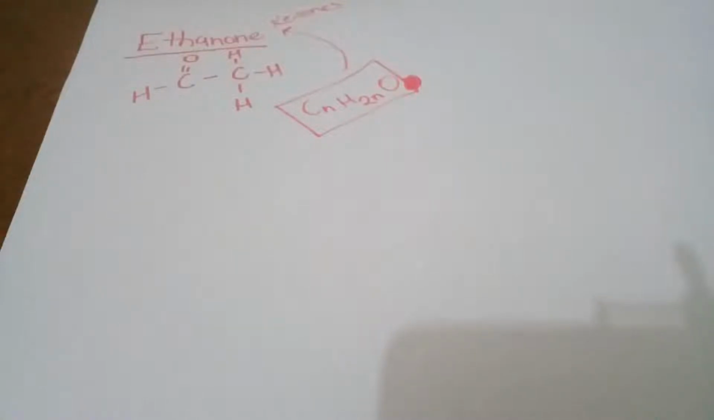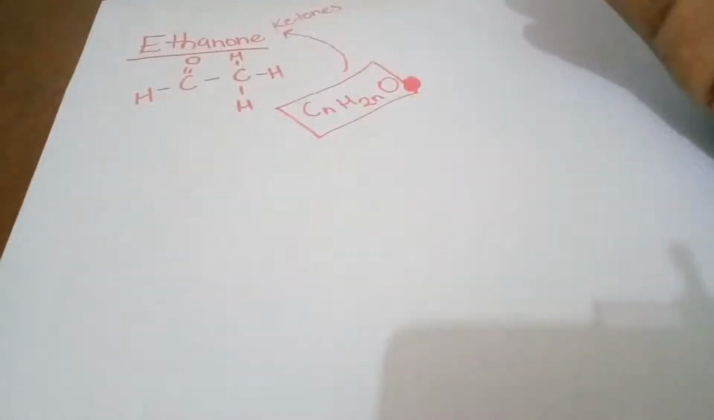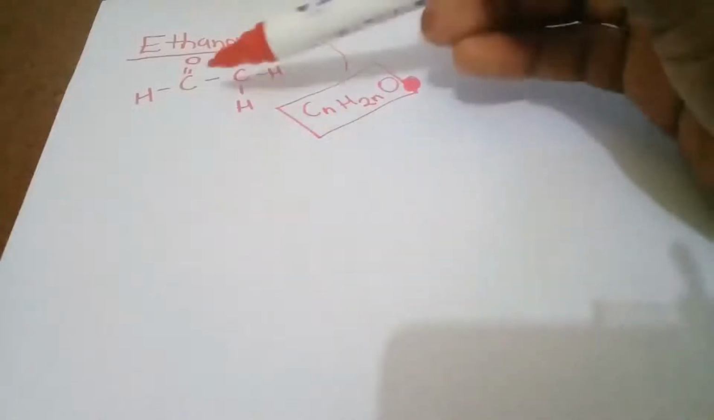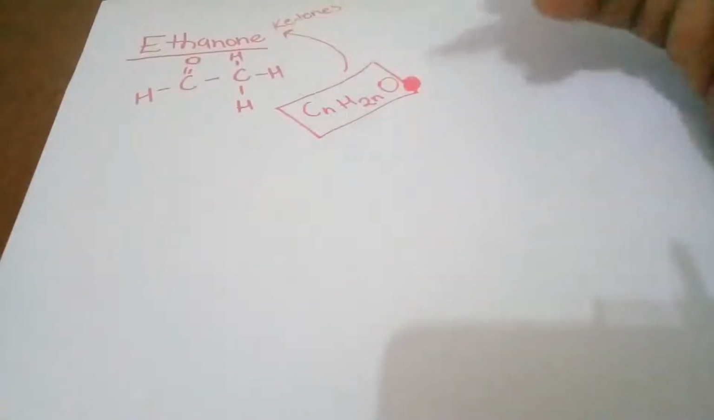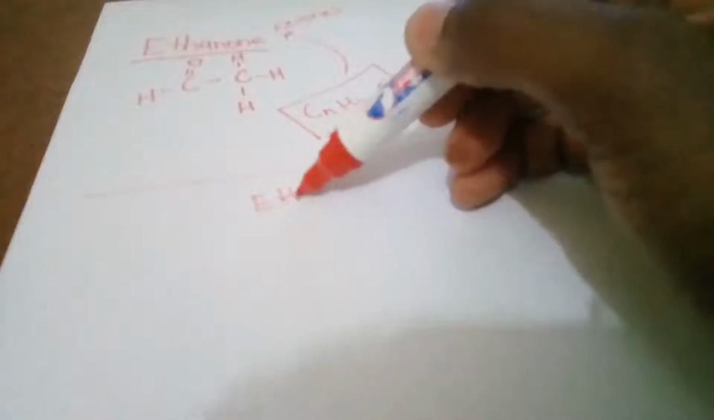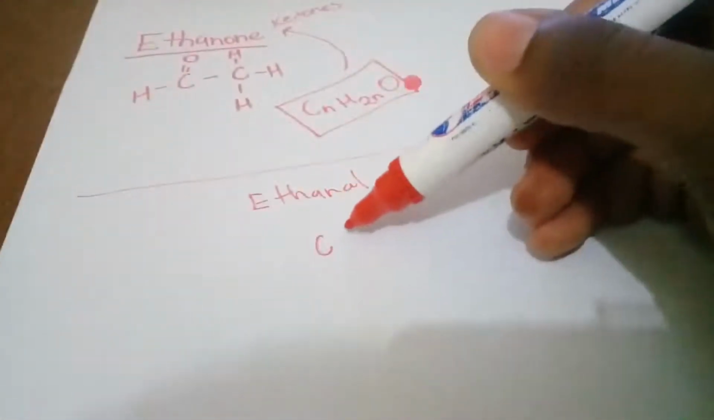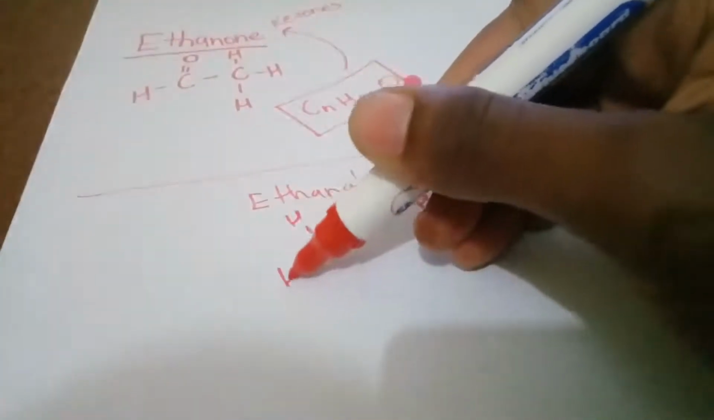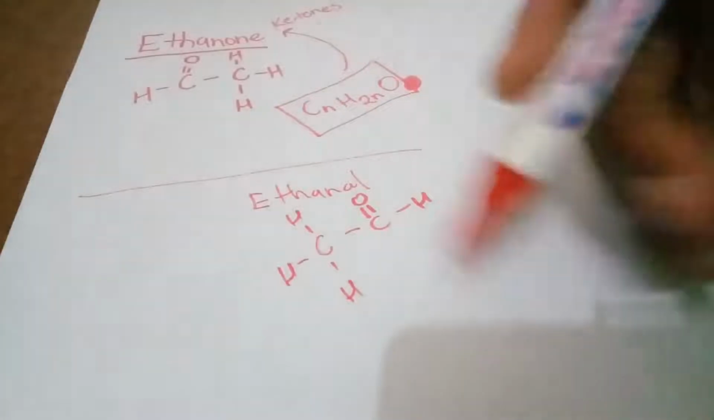So again, please don't confuse ketones with aldehydes. Yes, I know they belong to the same functional group, and their general formula looks the same. But the O bond on the ketones is going to be inside the compound, whereas if it was aldehydes, it was going to be outside. If it was an aldehyde, it was going to be like this: 1, 2, our O was going to be outside. So this is ethanol. Please don't confuse the two.